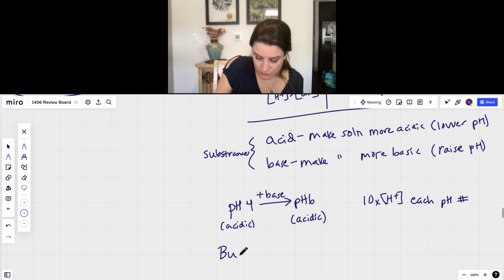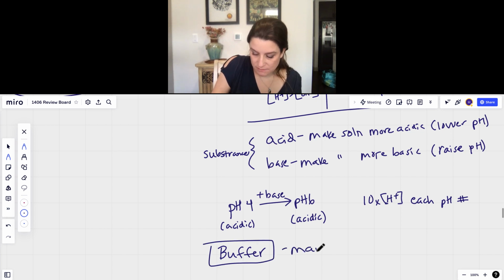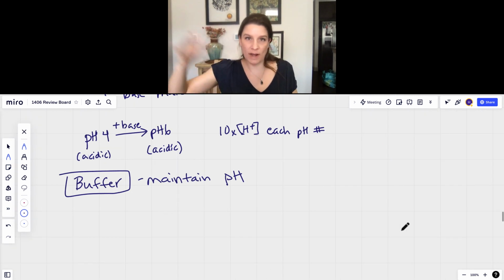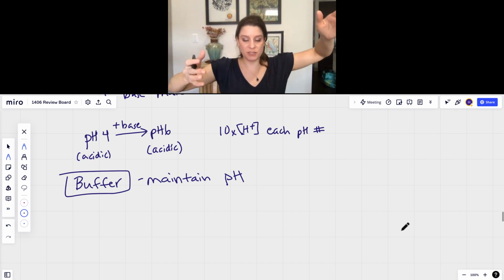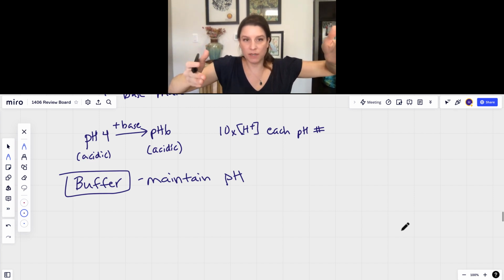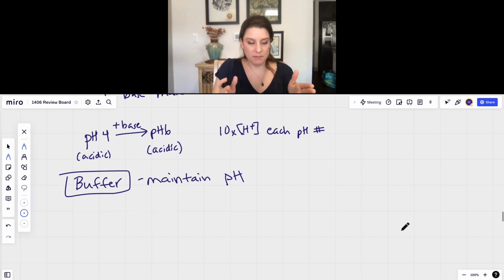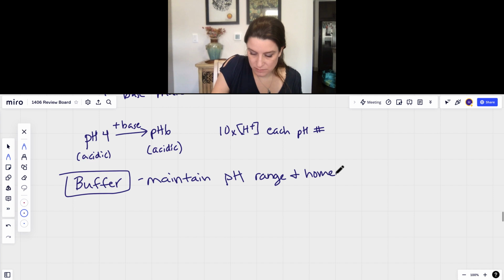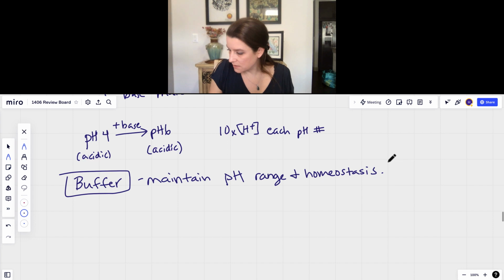Let's think about buffers, really important for biological systems because they help maintain homeostasis. Homeostasis is when your conditions are in a steady state, so they're not wildly fluctuating. There's a certain range of pH that is acceptable for different organisms, they have different ranges, but it must stay within that range, and buffers allow it to maintain homeostasis, steady state.